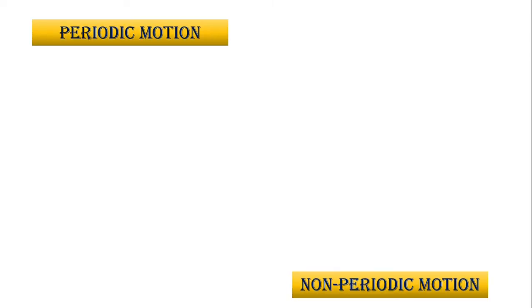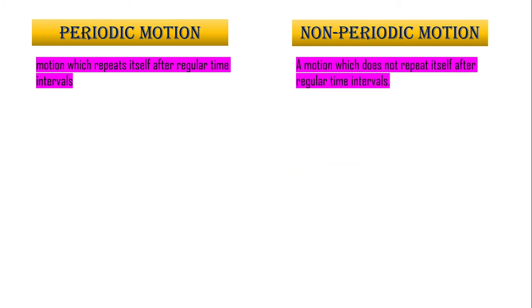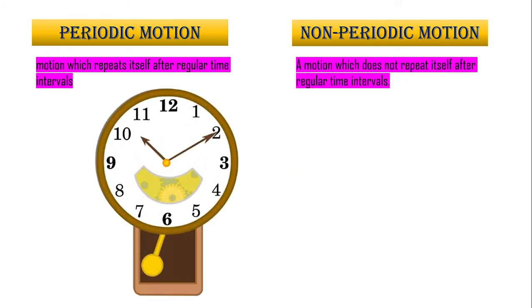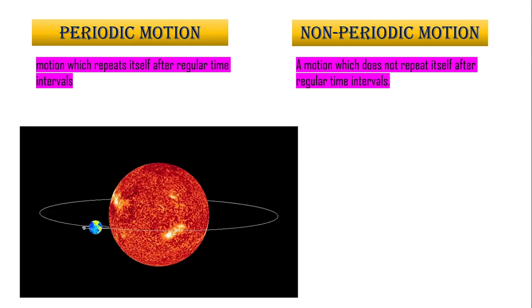Now let's see periodic and non-periodic motion. So periodic motion is a motion which repeats itself at regular interval. And non-periodic motion is a motion which does not repeat itself after a regular interval. For example, a pendulum will perform a to and fro motion. The motion which repeats itself after regular interval is called a periodic motion. Examples of periodic motion is heartbeat. That is again an example of periodic motion.